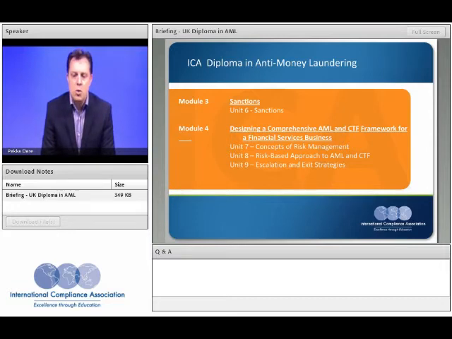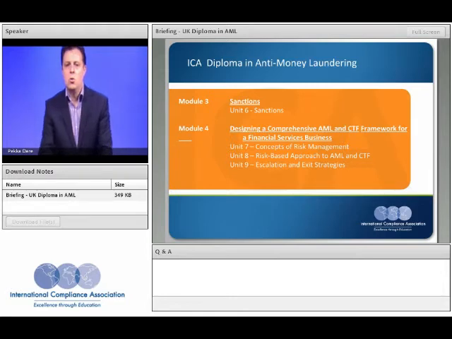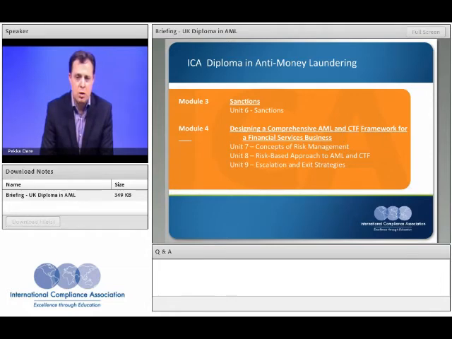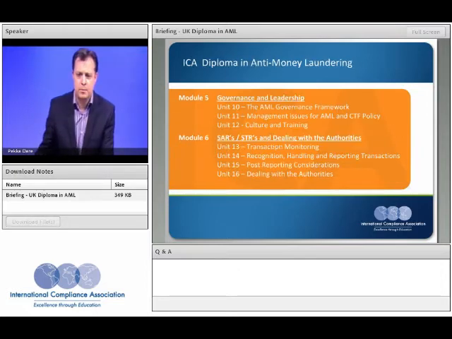The last module, module 4 rather, is looking at the overall risk-based approach to money laundering, how that manifests in terms of systems and controls. What is the risk-based approach to money laundering and how does it work? How do you escalate important, significant issues? And what about exiting relationships which pose an unacceptably high risk to your organisation? We'll explore those issues as well.